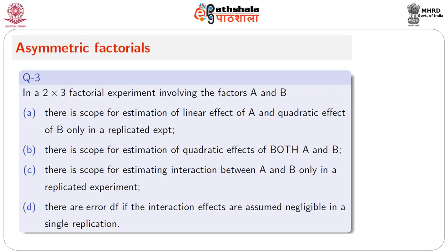Okay. There is scope for estimation of quadratic effects of both A and B. That is decidedly wrong. There is scope for estimating interaction between A and B only in a replicated experiment. That is also wrong. The right answer is there are error degrees of freedom if the interactions are assumed to be negligible even in a single replication. Okay? So the correct answer is D.